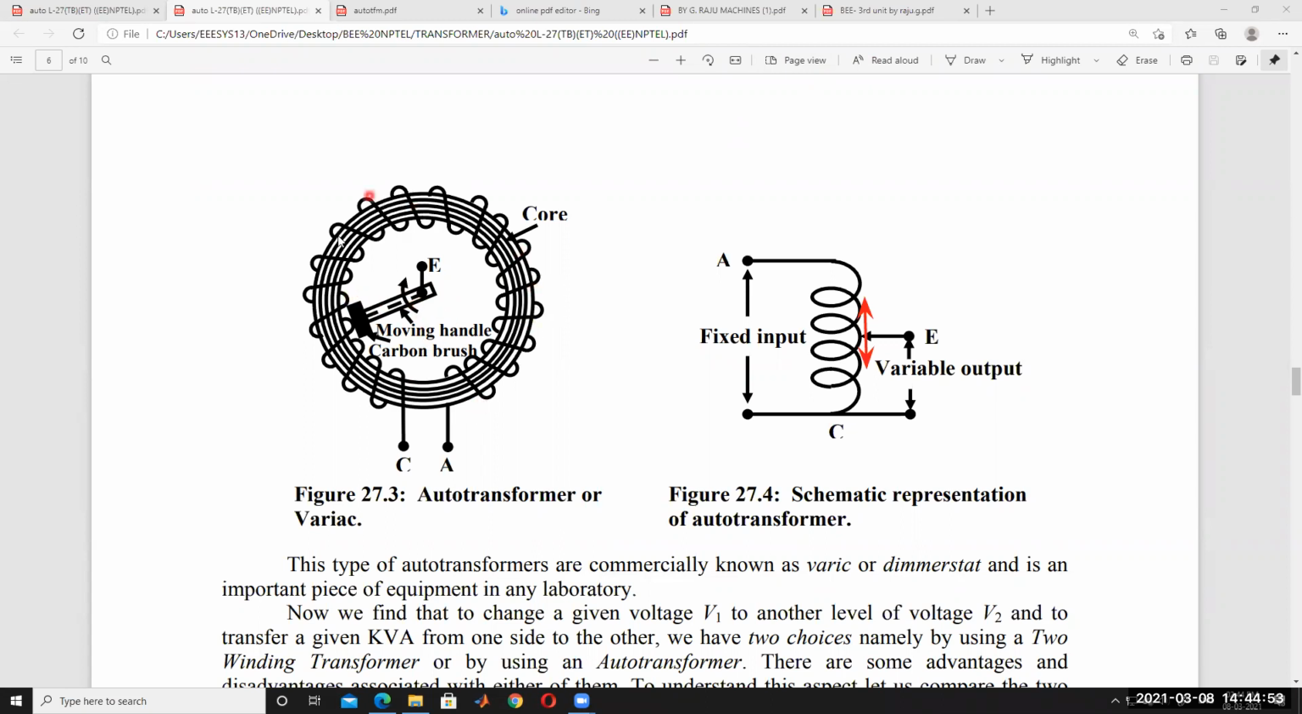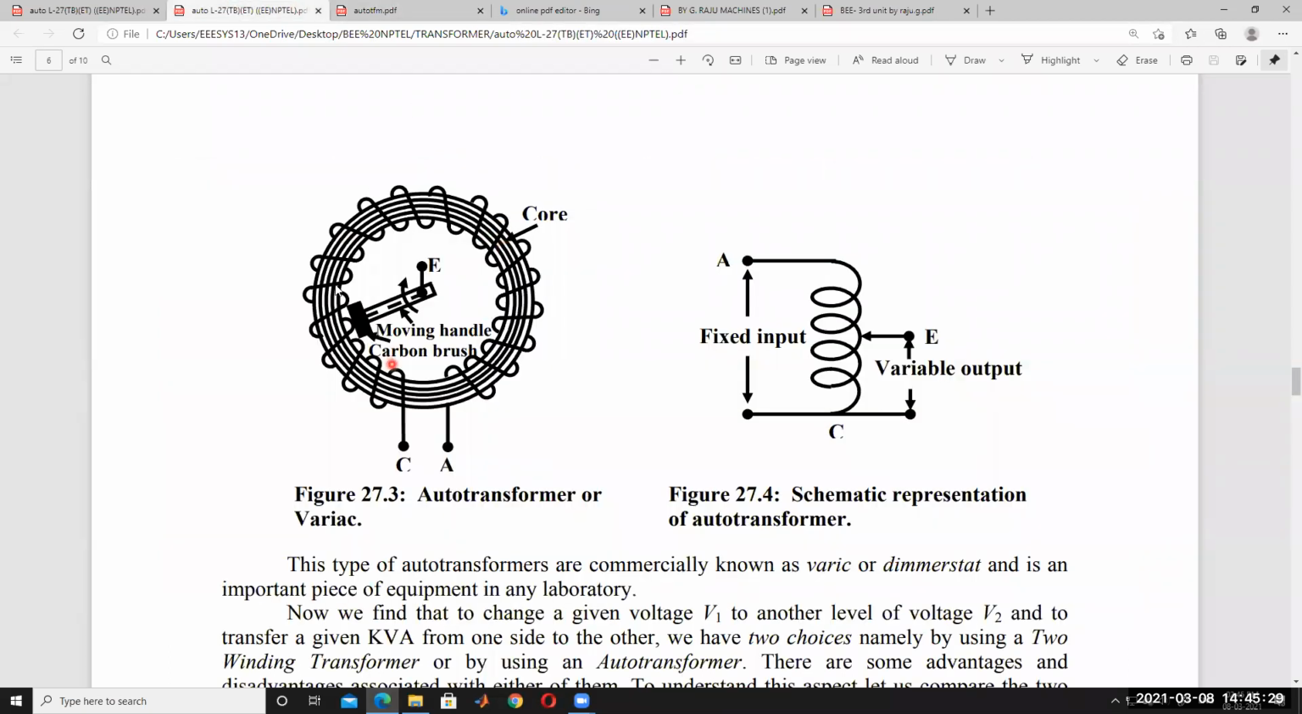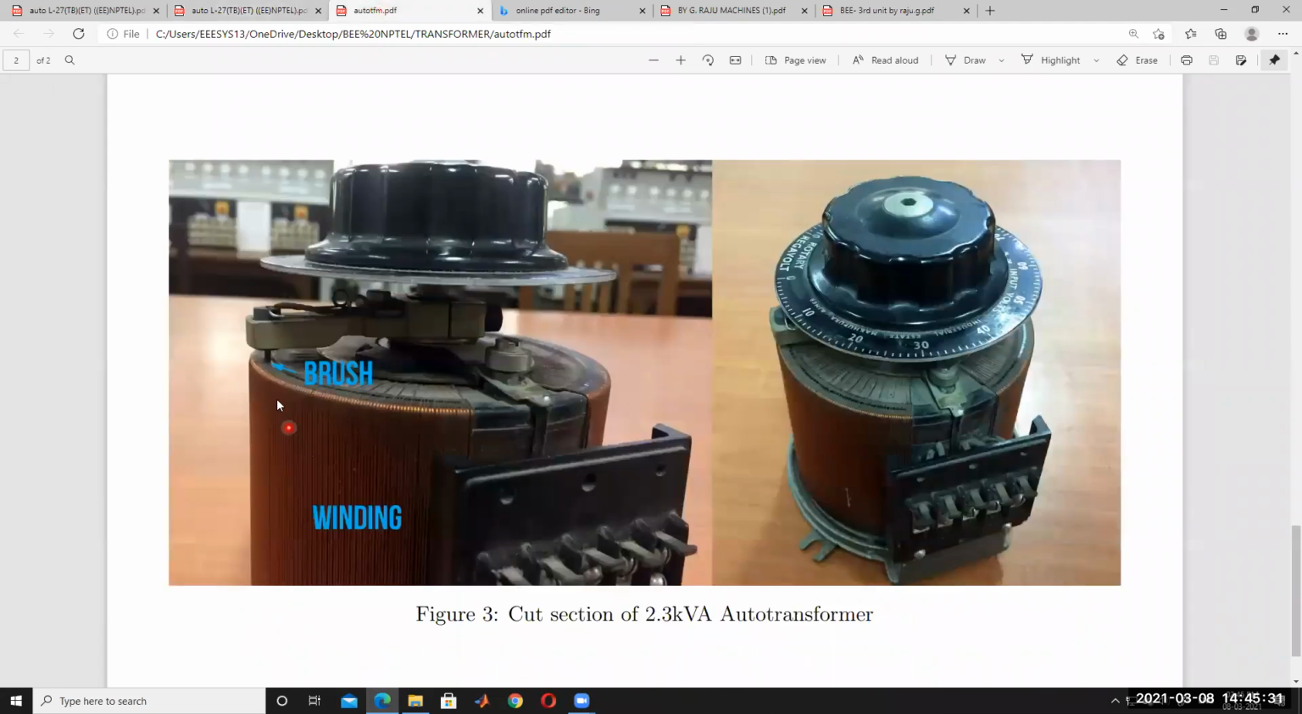So only a single winding is used. Only one winding, single core, is placed on the transformer. By changing the position on the secondary side, we get a different output voltage. Understood? This is the circuit diagram, the schematic representation of an auto transformer. Inside the transformer is a winding, same as this. This is the winding of the transformer.